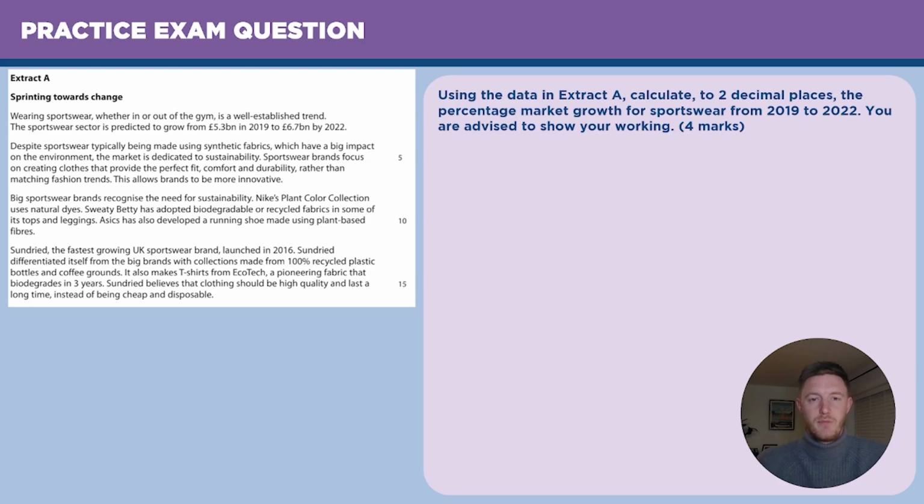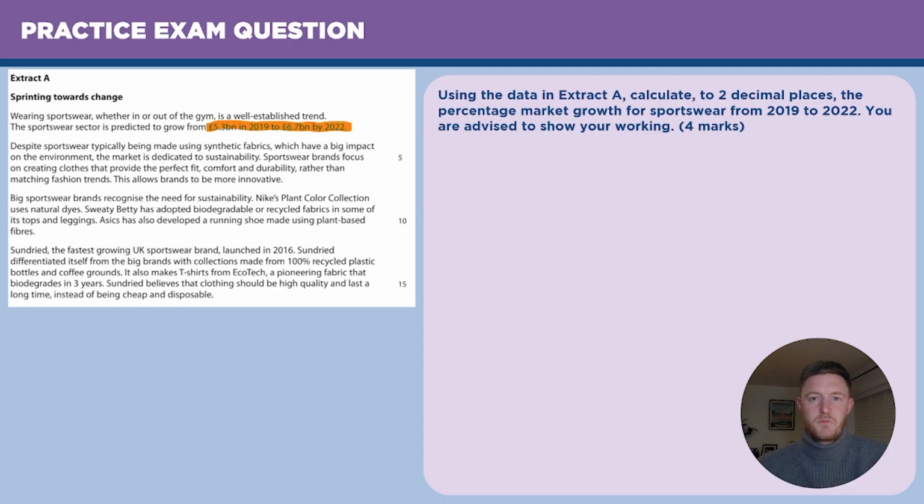So again, we've got an example question here. This one is about the sportswear market. So percentage market growth for sportswear from 2019 to 2022. You're advised to show your working. So again, pause this, give this one a try, and then press resume when you're ready.